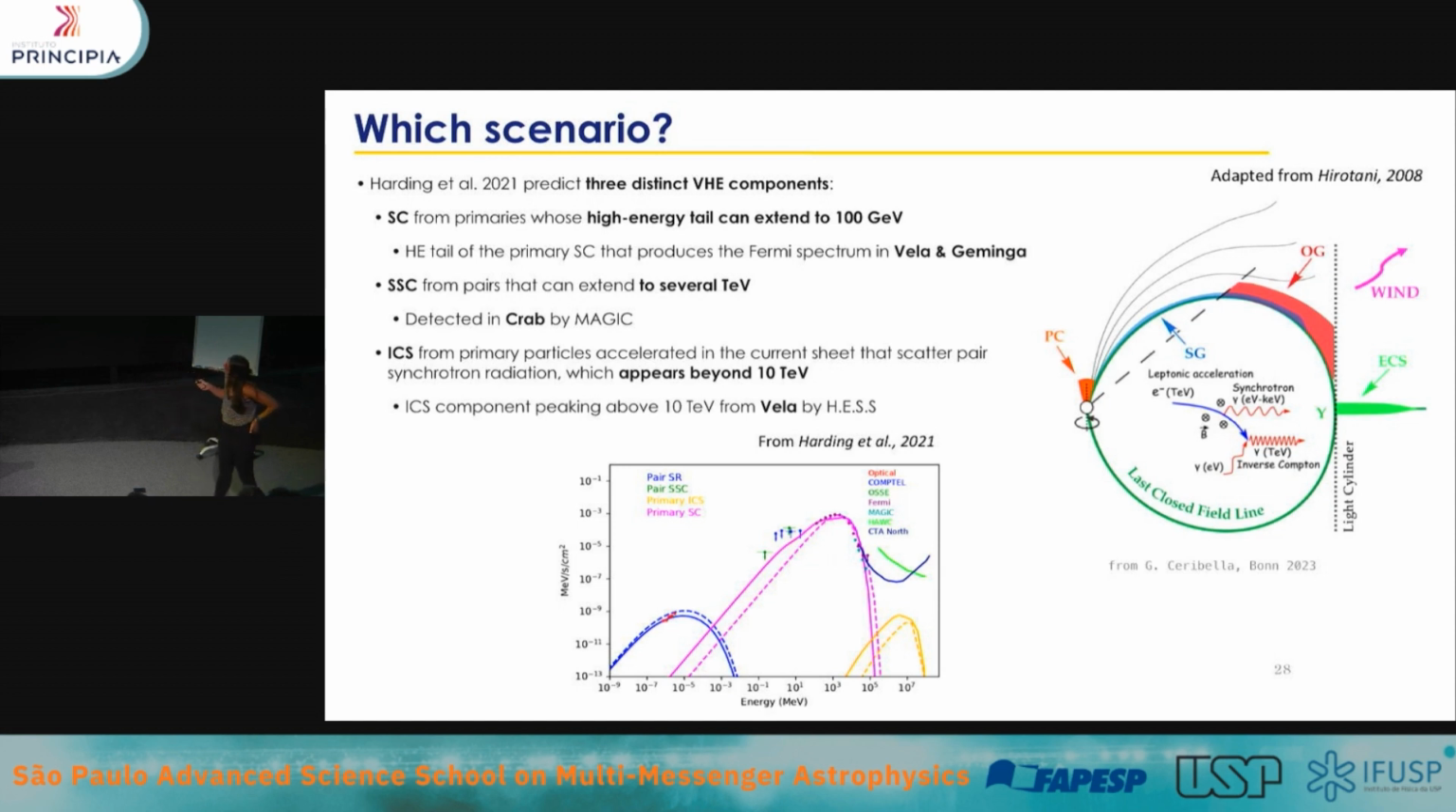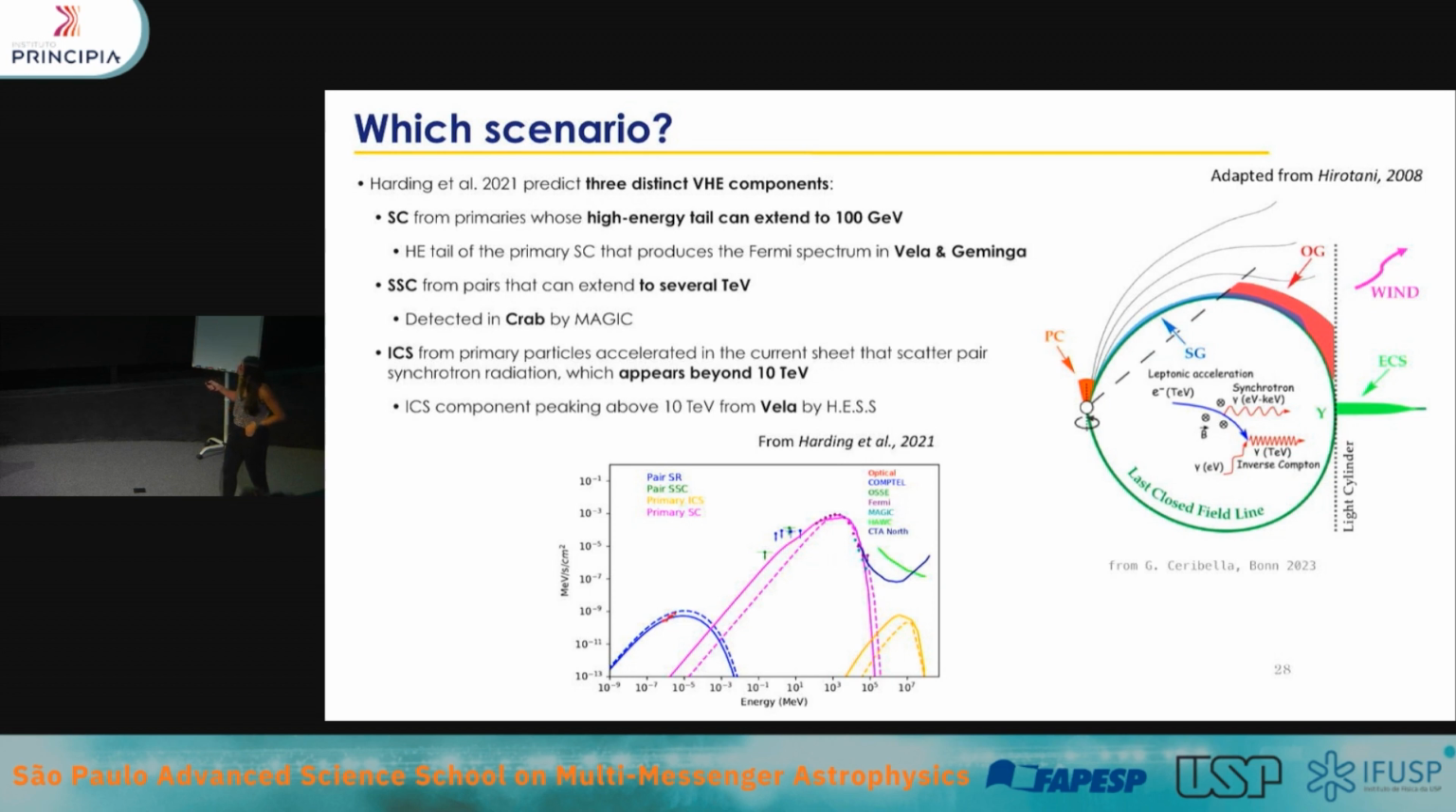I was checking. So if you check this paper by Hardin et al., they predict that indeed you can have three different very high energy components. So you can have some synchrotron from, in the case of Vela and Geminga, which you remember were detected at very low energies. What you could be measuring is the synchrotron tail that is extending up to a few hundred GeV.